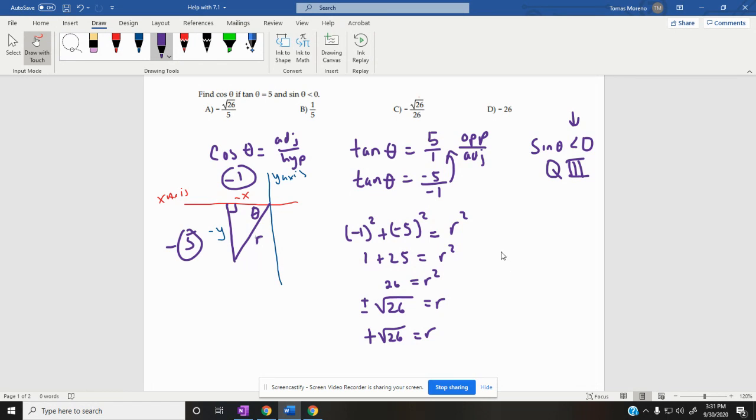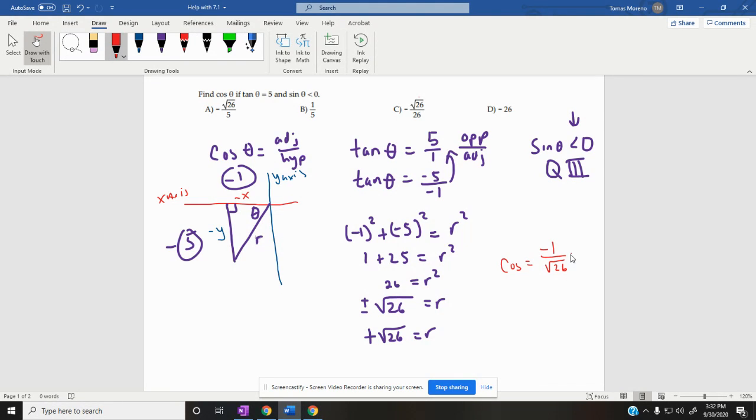So now, my cosine would just be my adjacent, which I already know. It's going to be my negative x, which would be, in this case, negative 1. And then my hypotenuse, which in this case would be square root of 26.